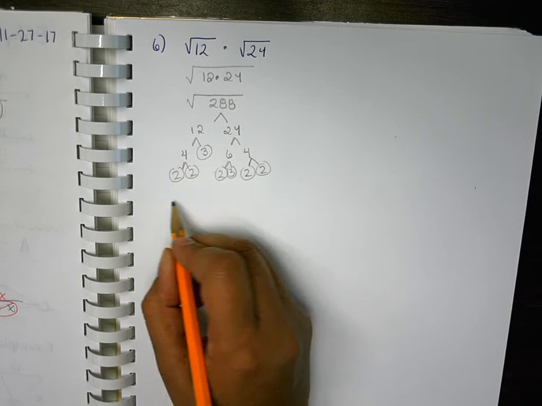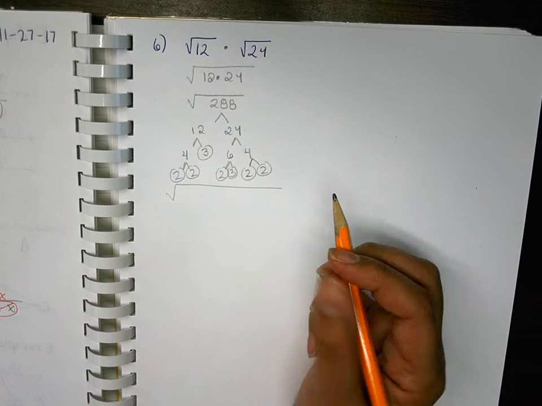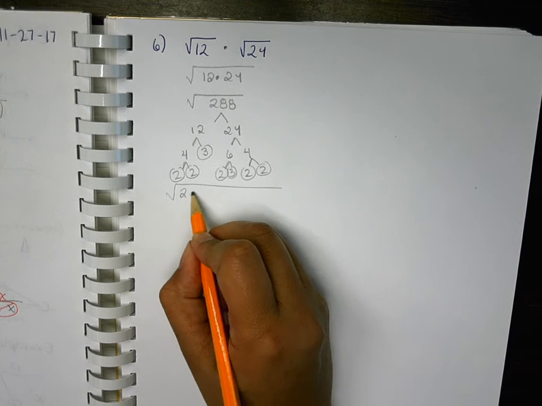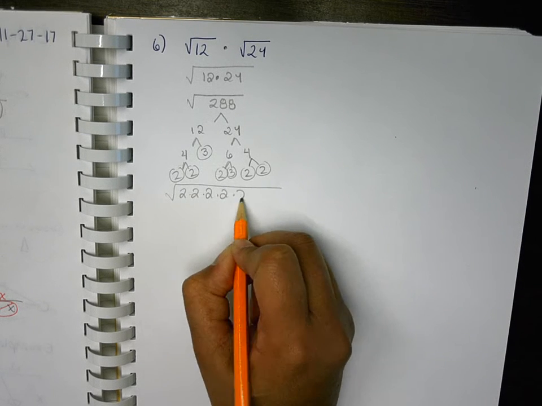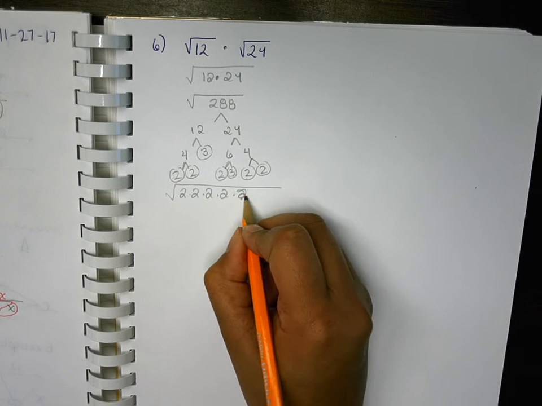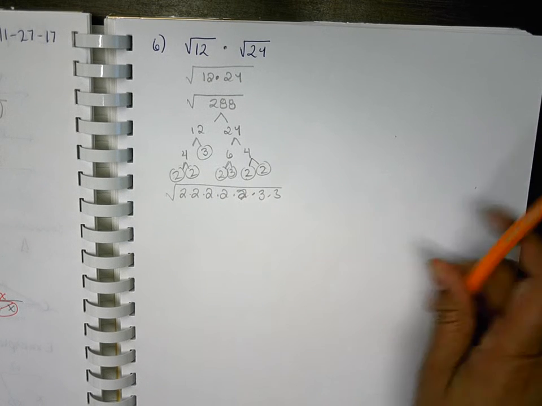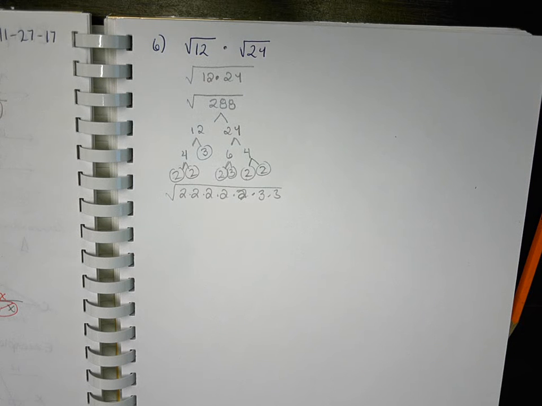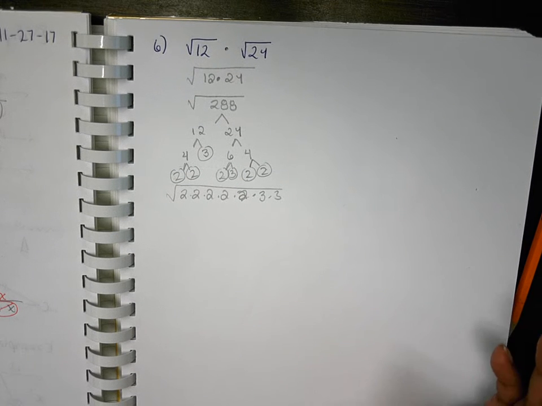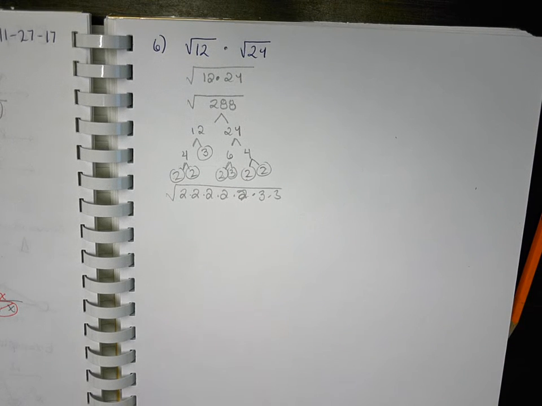All right, once you break everything up, how many 2s do you have? 5. 1, 2, 3, 4, 5. All right, how many 3s? 2. And are we ready to take things out? Is everything coming out, or will there be some left over? Some left over. Just by the way, if everything comes out, there's no radical left in your answer. Just a reminder, if everything comes out, the radical's gone.